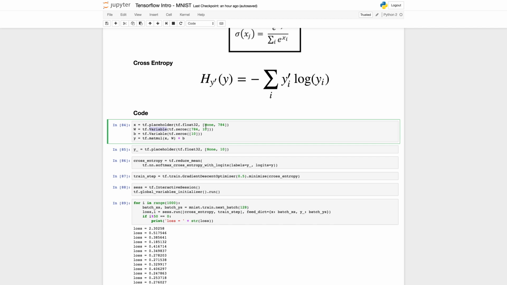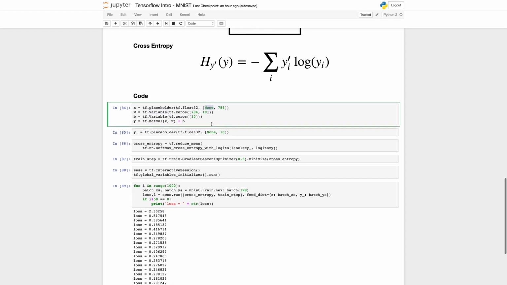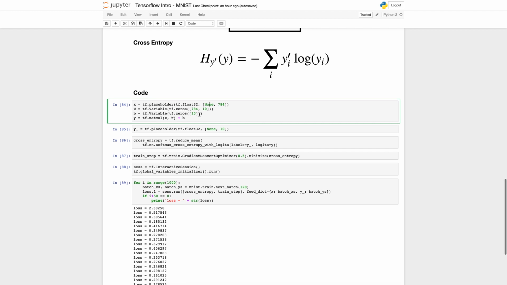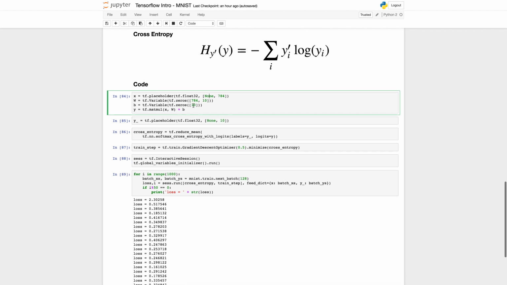To look at the shape of all three of these, we can see that for our x, the images, we have a None in the shape. What that tells us is that we're able to put in as many images or training samples as we want. We don't want to constrict ourselves to a set number of images, so we've put None here, and 784, of course, because of the number of pixels in the image.